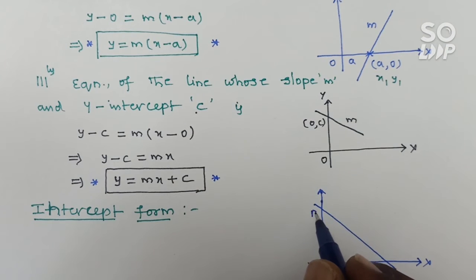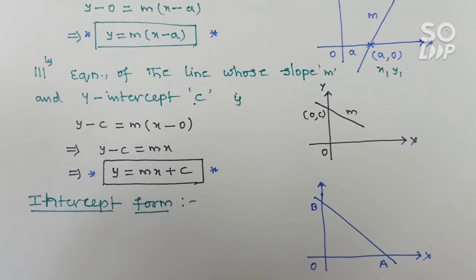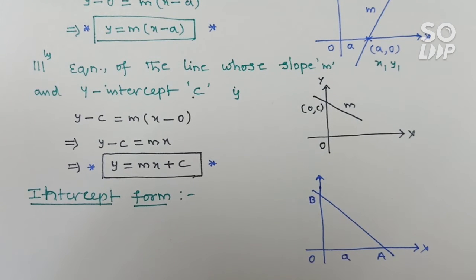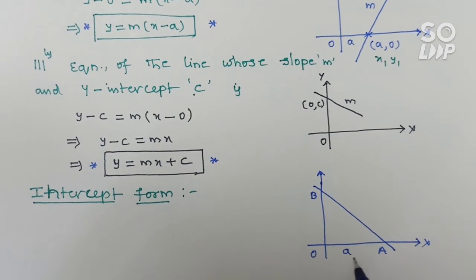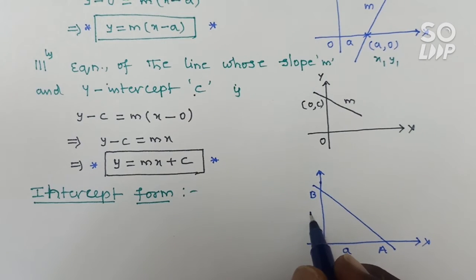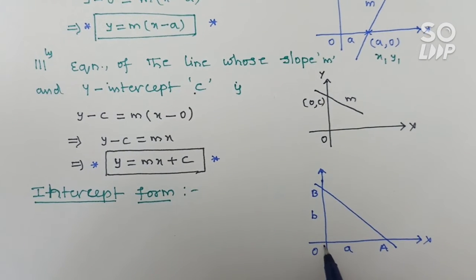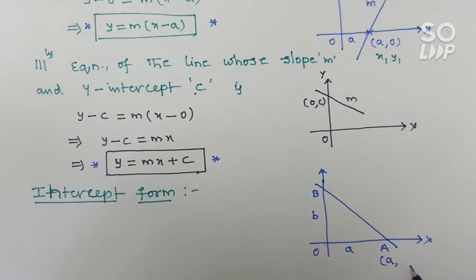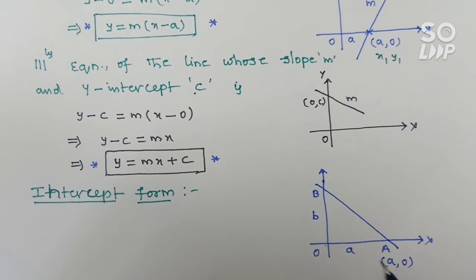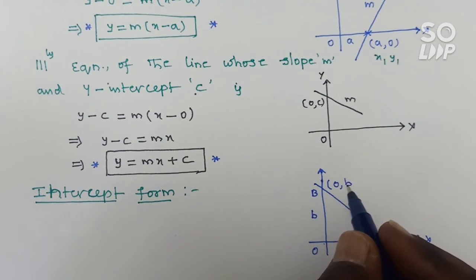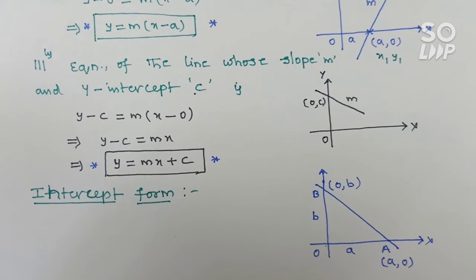Now in this one, assume that the length OA is small a. That is called the x-intercept of the line. OB is small b. This is the y-intercept of the line. When the x-intercept is small a, we can define the coordinates of capital A as a comma 0 and the coordinates of B as 0 comma b.